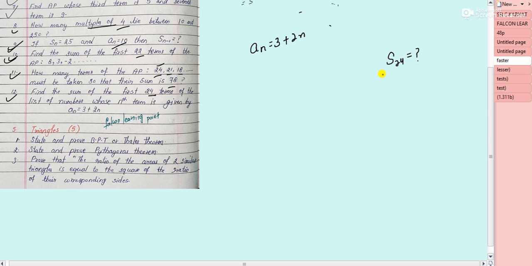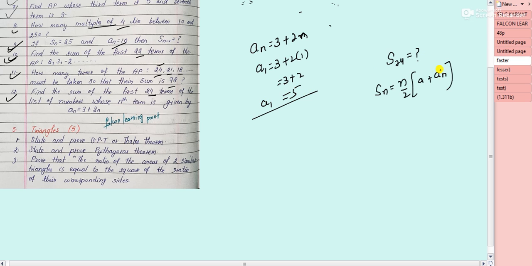So what can you do? You can use the Sn formula. Sn is equal to n by 2 into a plus an, also you can use, correct? So an, how are you going to get? You can find the first term. a1 is 3 plus 2 into 1. So 3 plus 2 is 5, correct? Now n is the number of terms, that is 24. So you can write a24 is equal to 3 plus 2 into 24. So 3 plus, how much is this? 48, correct? So this is 51, a24.